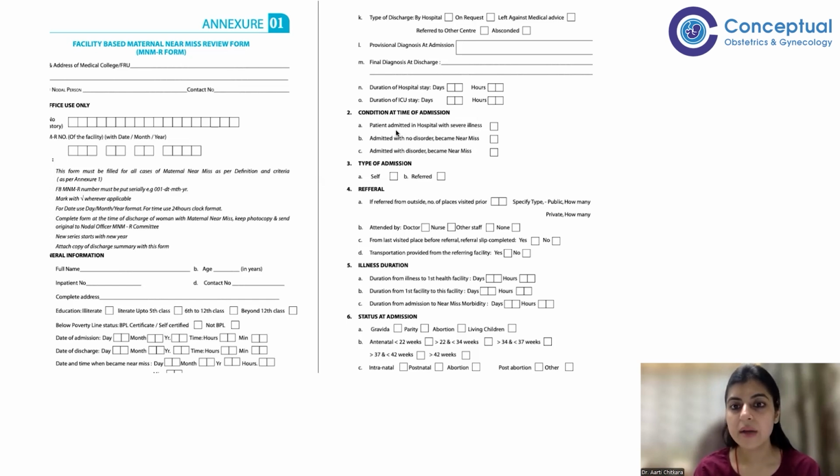Patient admitted in hospital with severe illness: admitted with no disorder, became near miss; admitted with disorder, became near miss. So these are the conditions: how the patient presented to you, what was the type of admission, whether the patient was referred to you, or whether it was self. Then when we talk about the referral, if referred from outside, the number of places visited prior, specify the type like public, how many places, PHC, CHC, first referral unit, then she came to a tertiary care center. If she visited some private center, how many private centers she came to.